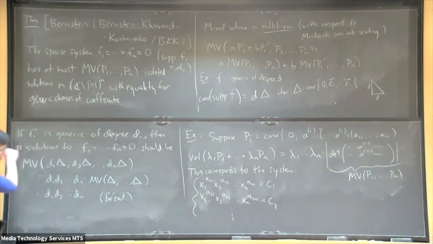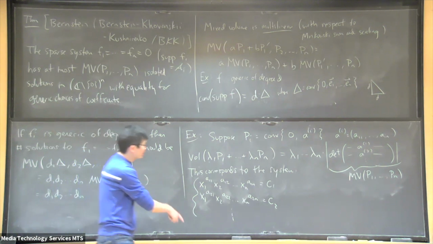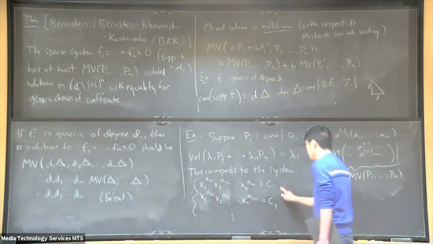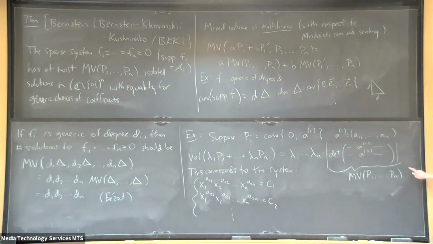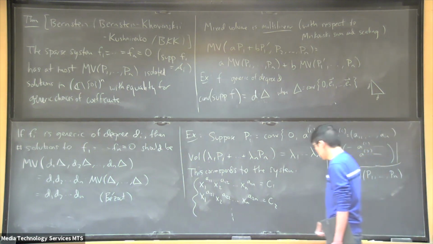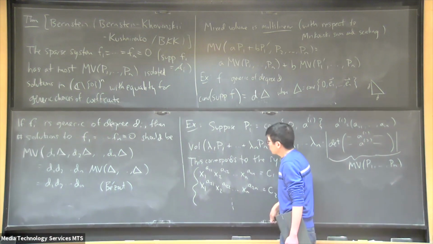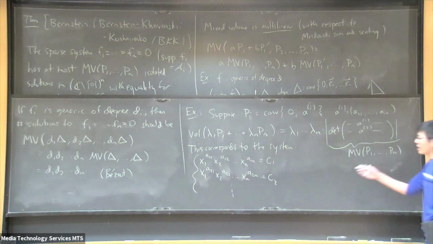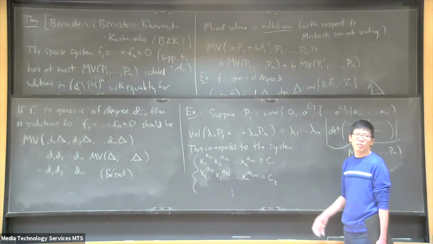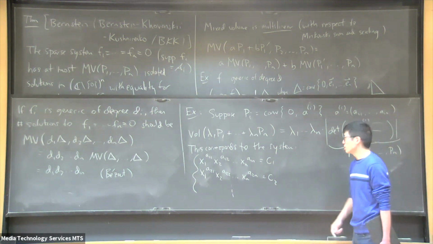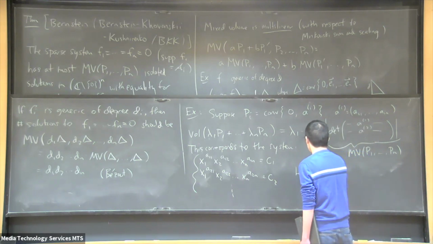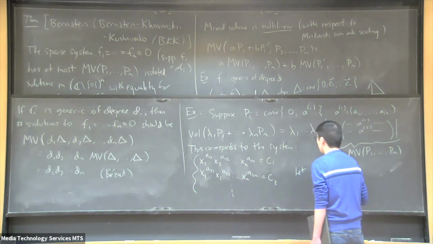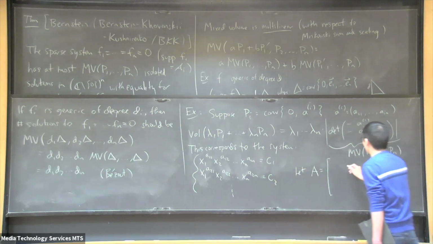And so the claim is that for generic choices of these constants, the number of solutions of this system should equal the determinant of this matrix. So let's see why that's the case. The claim is that solving a system like this is very similar to solving a linear system of equations. So let A be the matrix given by these exponent vectors.